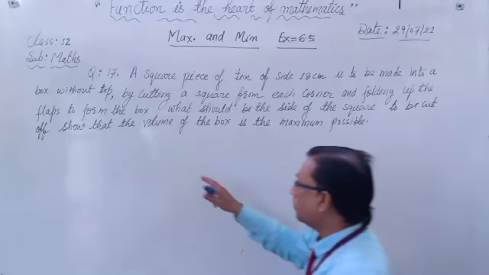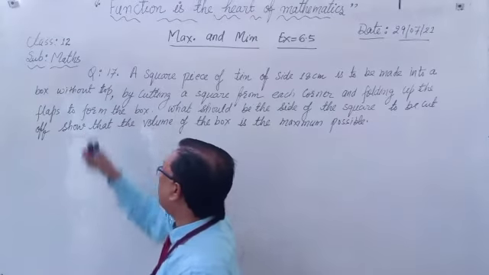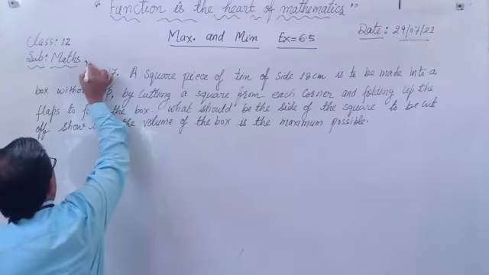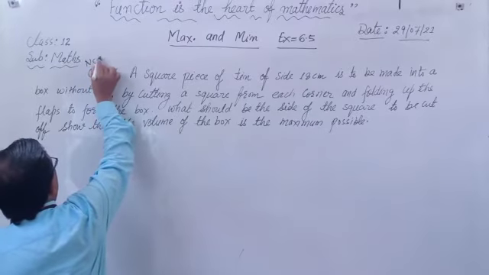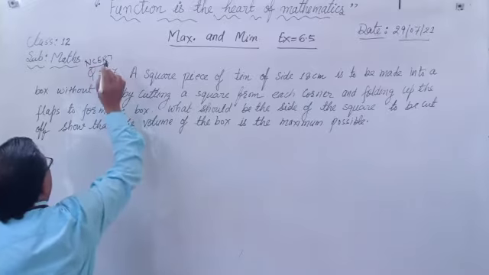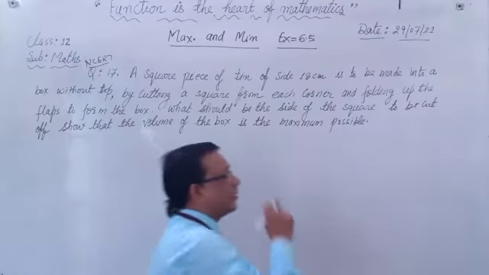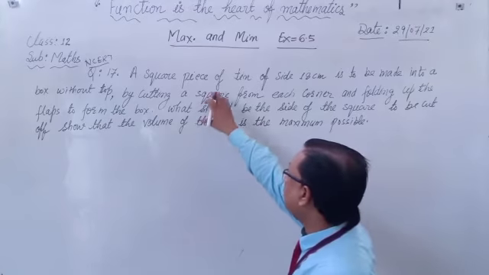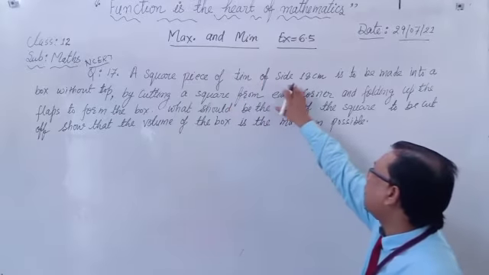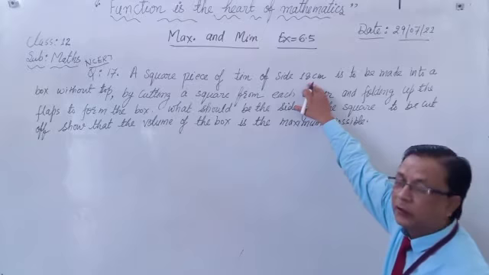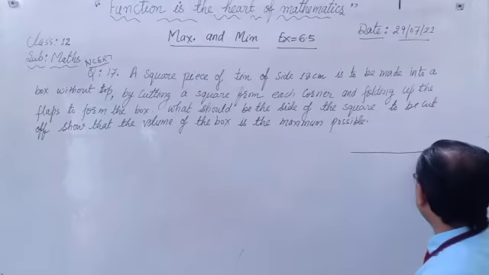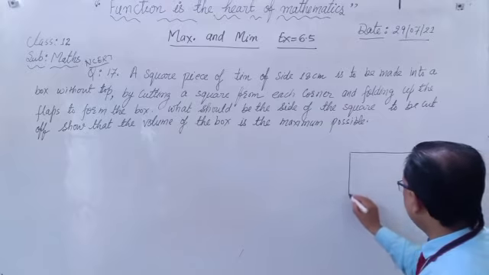We are going to solve question number 17 of your NCERT, Exercise 6.5. The question is: a square piece of tin of side 18 cm. We have a square piece of tin. This is your square piece of tin.